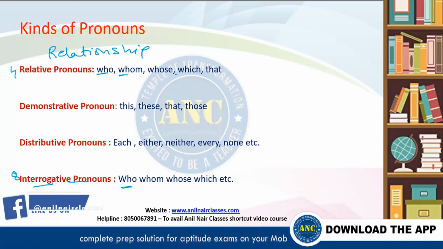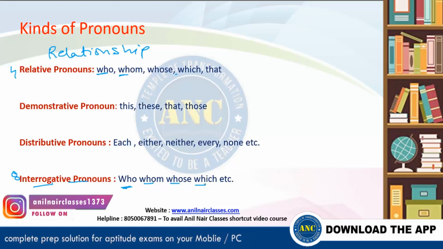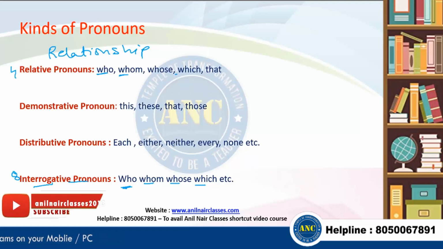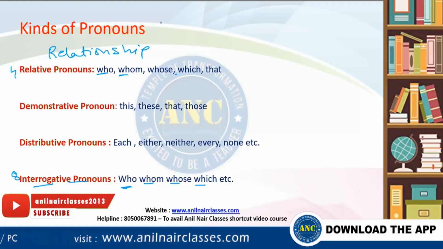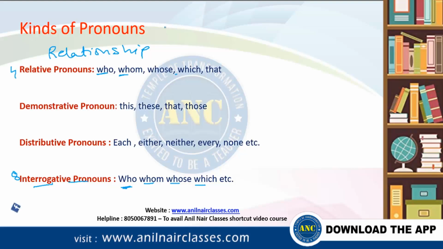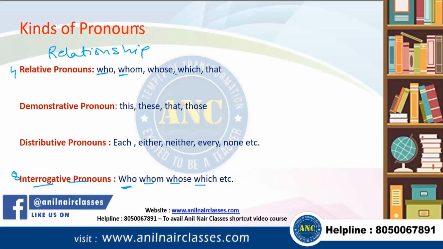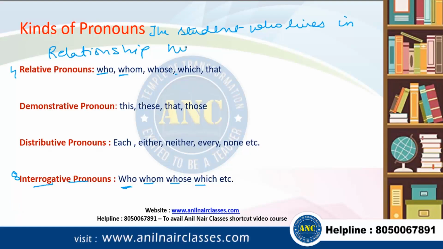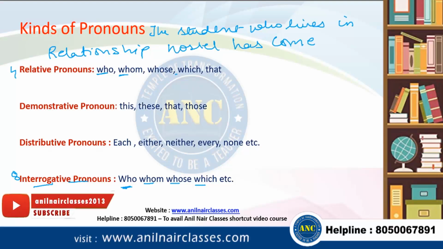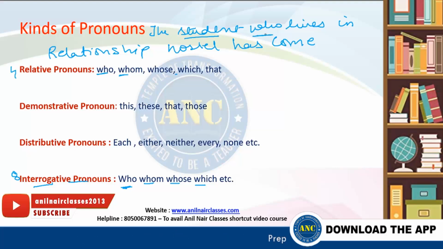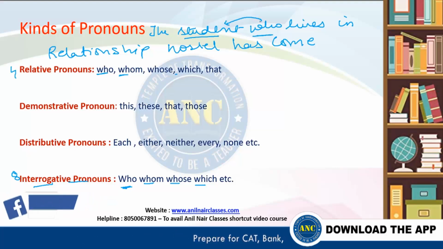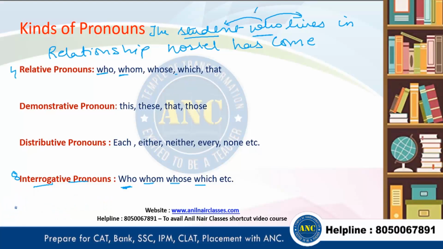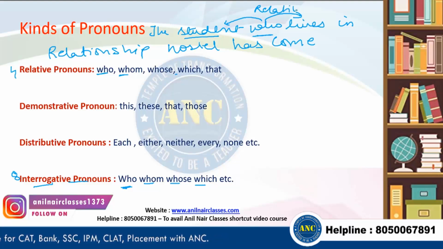Now have a look at the examples of our fifth type of pronoun, which is interrogative pronouns. Here also the examples are the same: who, whom, whose, which, etc. Now it depends on the context of the sentence how exactly a word has been used. That way only we will say whether it is a relative or an interrogative pronoun. If I say the student who lives in hostel has come, who has come? The student has come. This who is showing the relationship between the student and where she lives. So this is functioning as a relative pronoun.